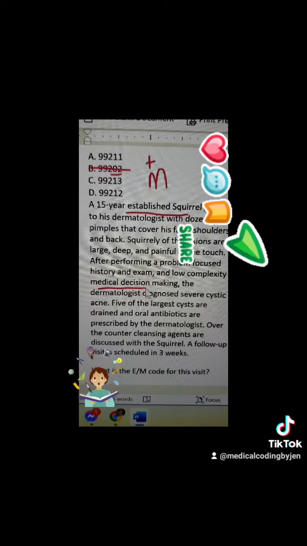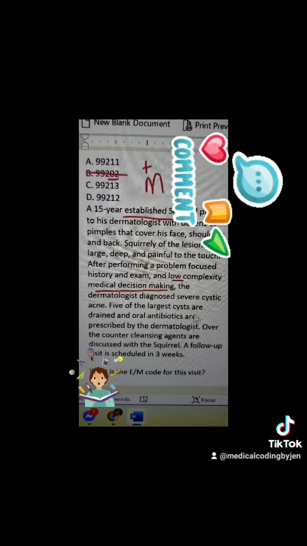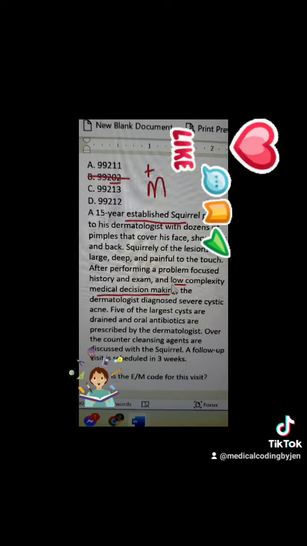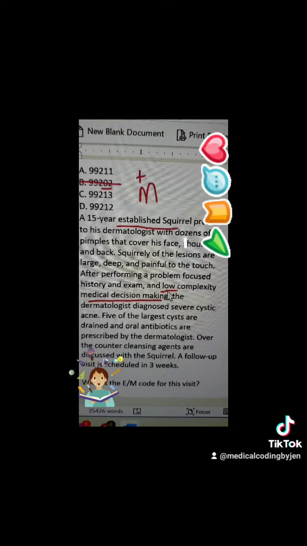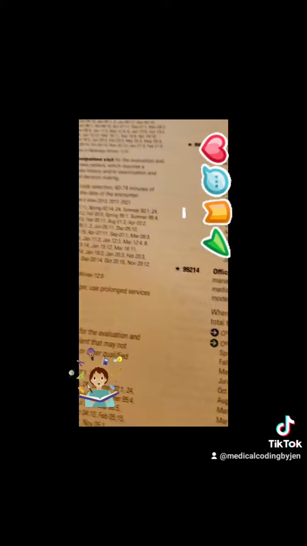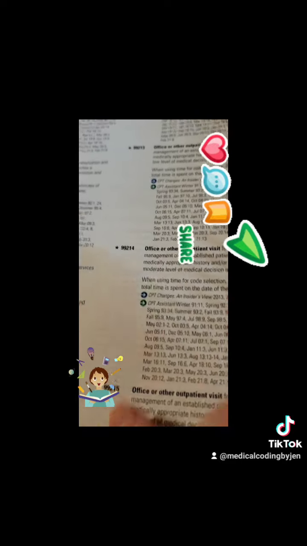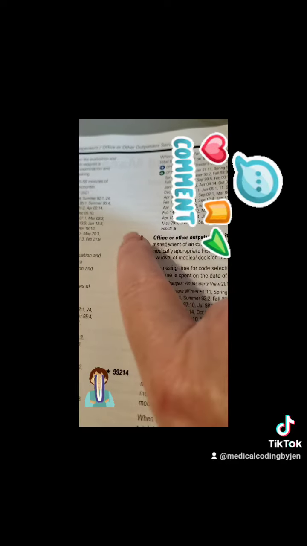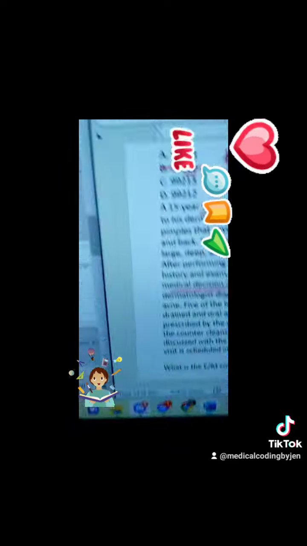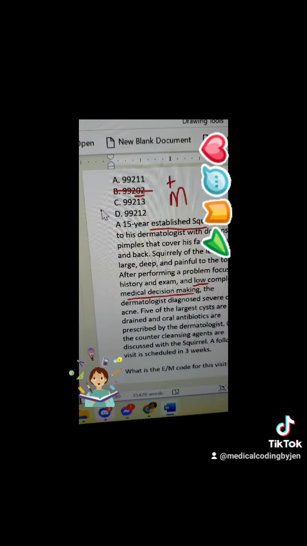I see MDM, which is low. I don't see a number or anything mentioning how long the provider was with the patient. So we'll just take our low complexity to our book and figure out which answer we are. We're going to go right down here to our CPT code descriptor, and we're going to look for our MDM level. 15 is high, 14 is moderate, and 13 is low. So 13 matches our question. So we know the answer to this question is C.